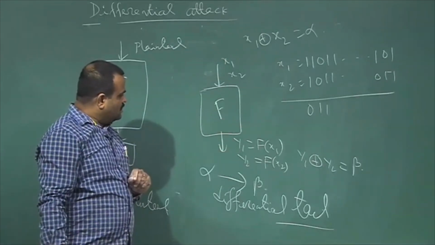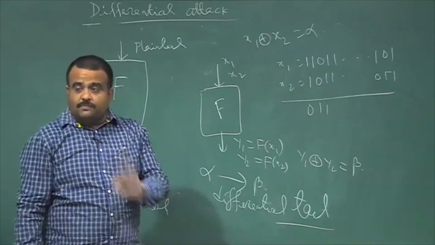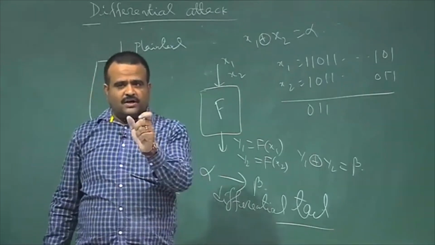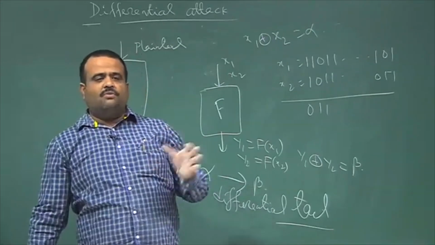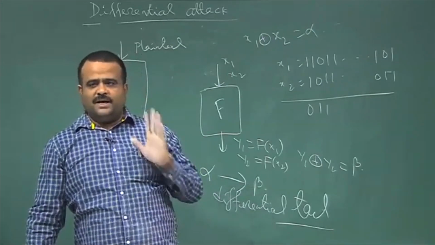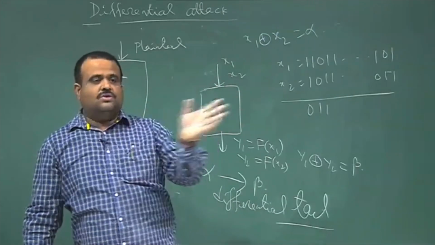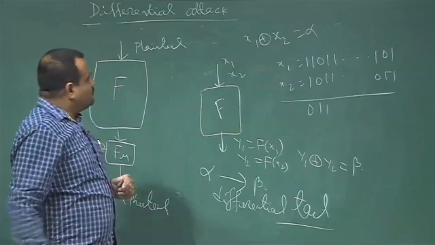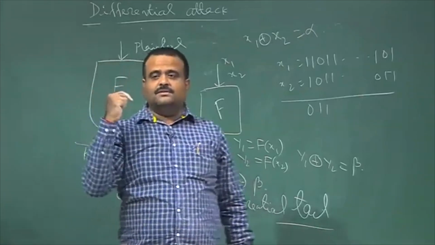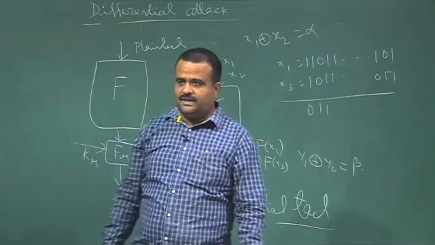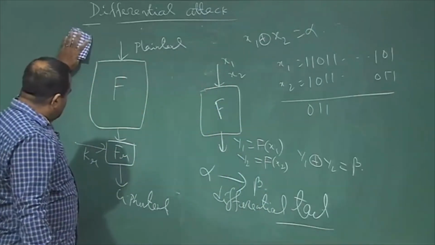Now, if this alpha beta exists, that means with high probability, if you take input difference alpha, then with probability more than half, the output difference should be beta. Alpha and beta are also 64 bit for DES. If such alpha beta exists, only then can we mount the differential cryptanalysis, the differential attack, on this block cipher.